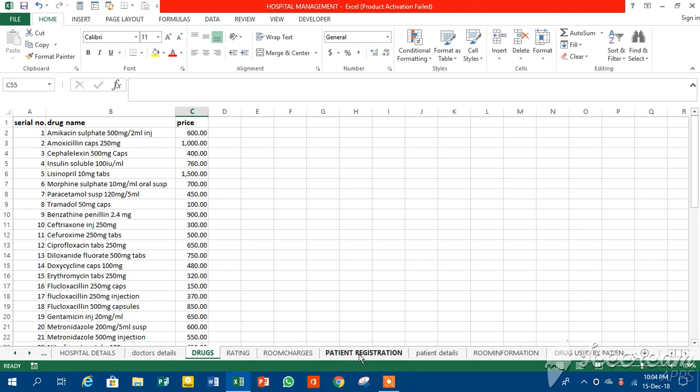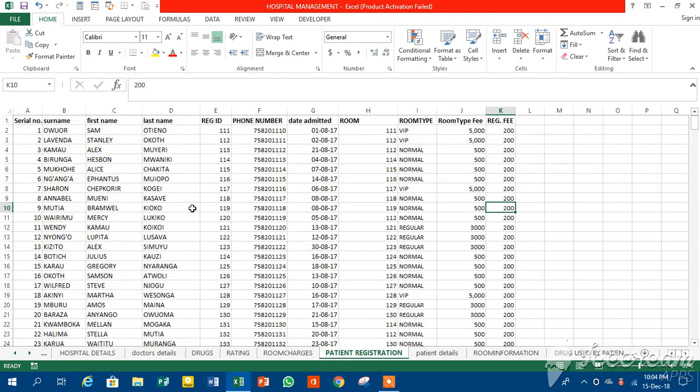We go to our next sheet, which is the patient registration sheet. In this sheet, we have the names of our patients, their registration ID, their phone numbers, the date in which they were admitted, the rooms in which the consultation took place, the room type in which the patient is admitted, as well as the room type fee, and finally the registration fee.